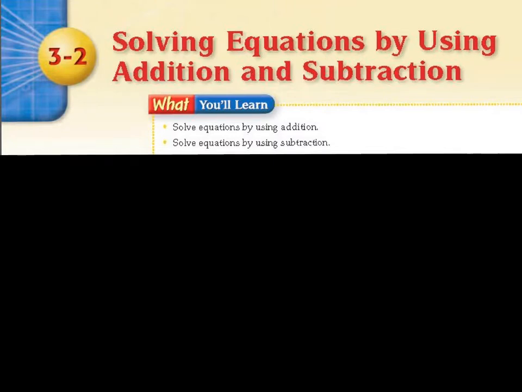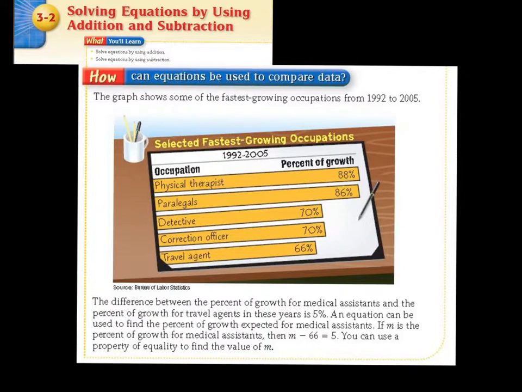The heading for Lesson 3.2 for your notes is solving equations by using addition and subtraction. What you'll learn, surprisingly enough, is how to solve equations using addition and how to solve equations by using subtraction. They pose the question, how can equations be used to compare data? The graph shows some of the fastest growing occupations from 1992 to 2005, when this book was published.